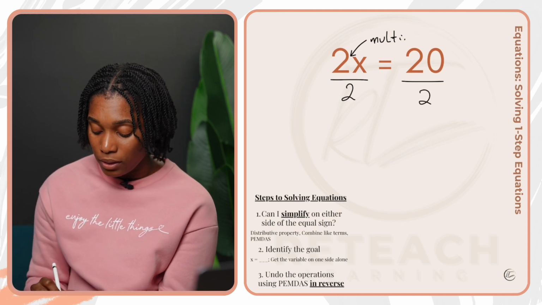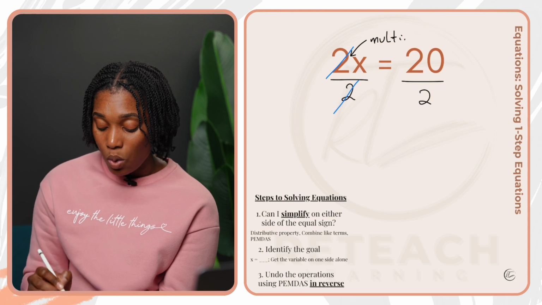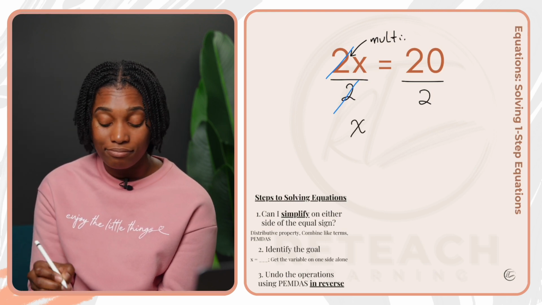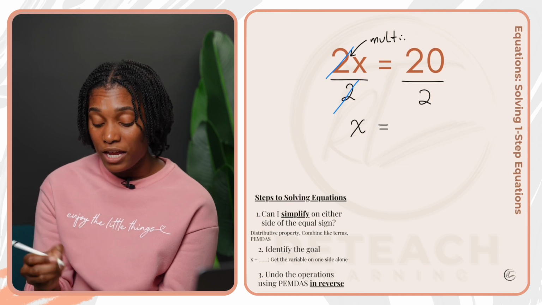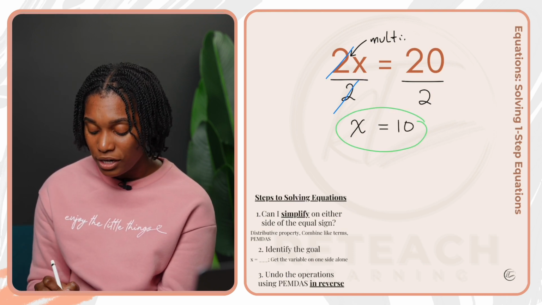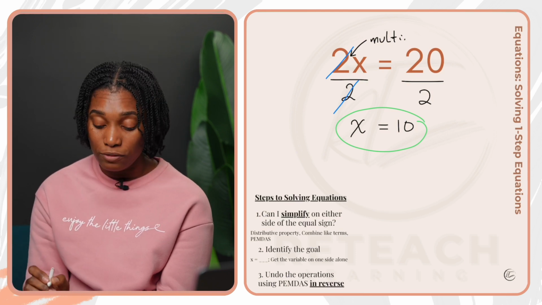So here we go. 2 divided by 2 is 1. So I end up with 1x, or just x. And then 20 divided by 2 is 10. There you go. And you can check your answer the same way we checked our answers previously.